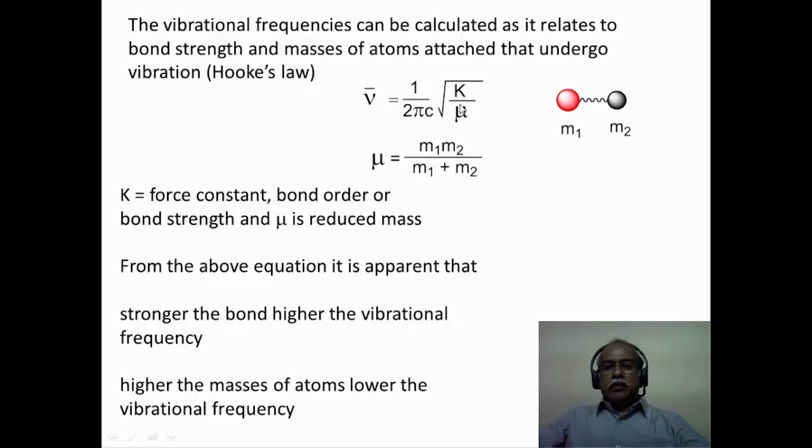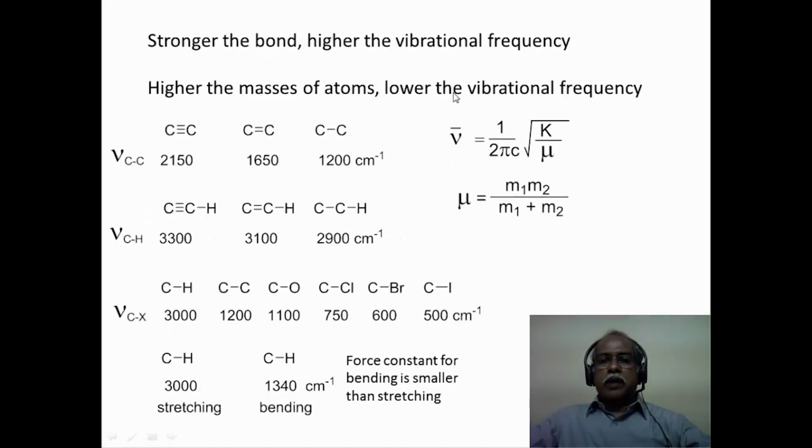So these are the 2 important parameters, namely the force constant, which is related to bond order or bond strength, and the reduced mass, which is related to the masses that are connected to the bond that we are considering for the stretching motion. So from this equation, one can come to the conclusion that the stronger the bond, the higher the vibrational frequency of that particular bond. The higher the masses of the atoms connected to a particular bond, the lower will be the vibrational frequency, because the frequency is directly proportional to the force constant and inversely related to the reduced mass of the 2 atoms that are connected to each other.